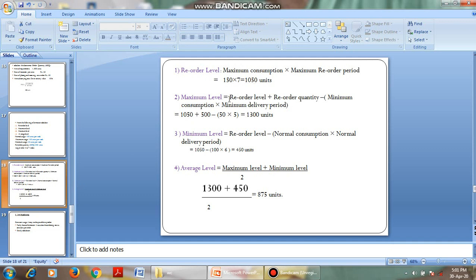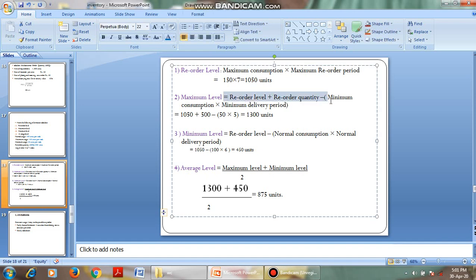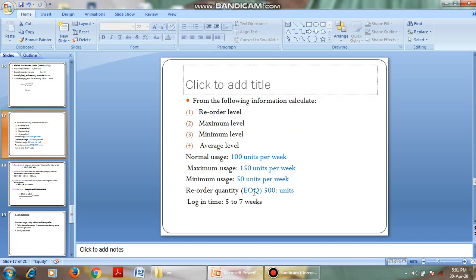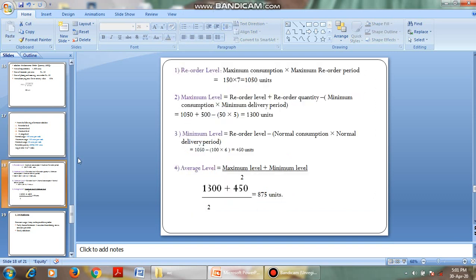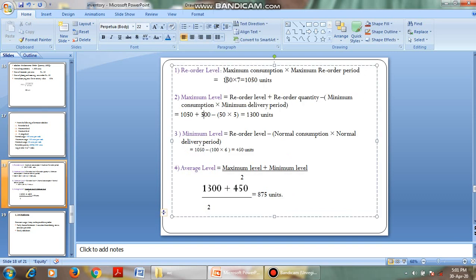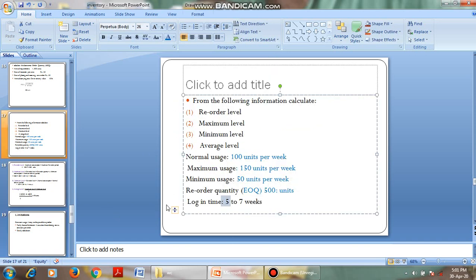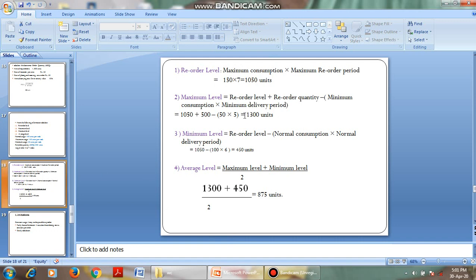Maximum level is reorder level plus reorder quantity minus minimum consumption into minimum delivery period. Reorder level is 1050, reorder quantity is given here as 500 units, minus minimum consumption, which is 50, into minimum delivery period, which is 5 weeks. That gives us 1300 units.